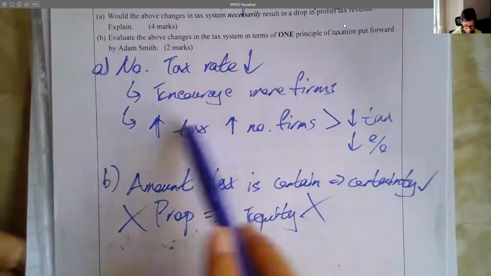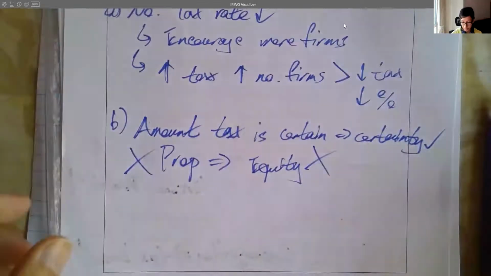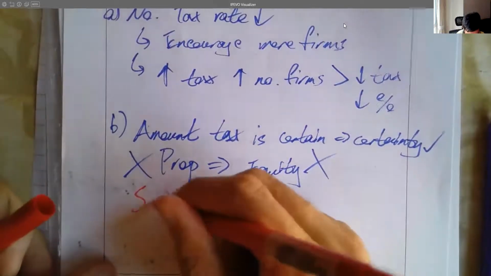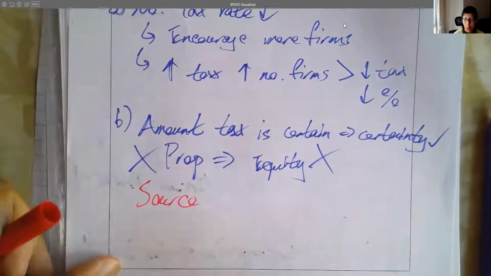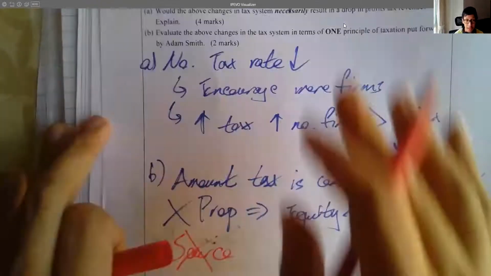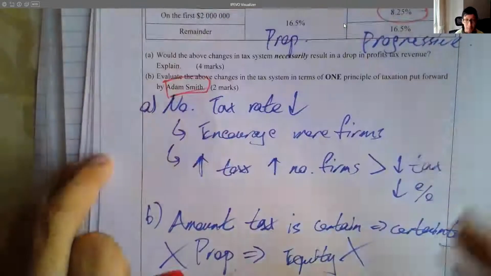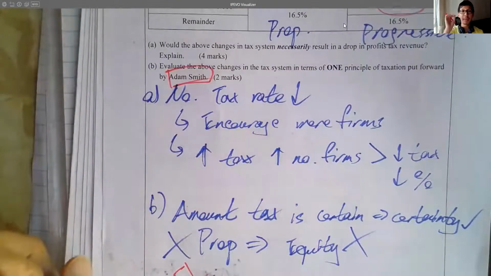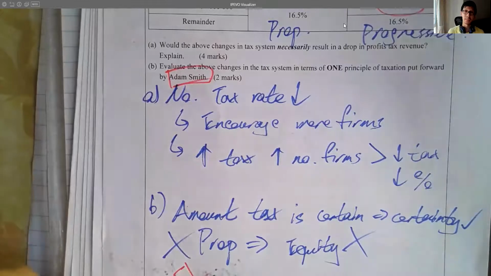Finally, can you mention the source principle? Source principle 咧？Can you mention? No, because we are talking about Adam Smith. Adam Smith never mentioned anything about the source principle, so you cannot mention the source principle. Okay, so that would be the taxation system in Hong Kong. Okay, and that would also conclude our discussion on taxation itself.